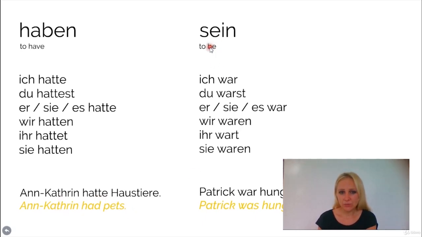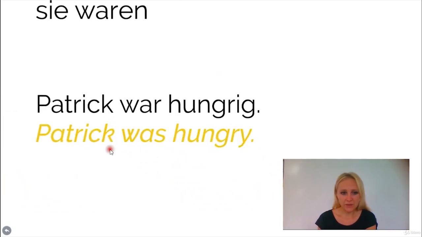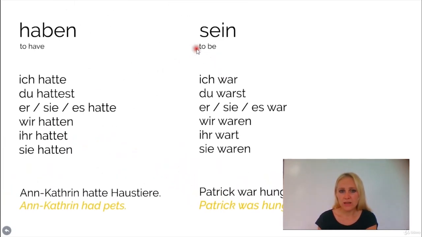And sein, to be. Here this verb is also irregular. So it's ich war, du warst, sie es war, wir waren, ihr wart, und sie waren. And here in the sentence, Patrick war hungrig means Patrick was hungry. Okay, so we use those two verbs also in spoken language quite often in their Präteritum form. So you can say, yesterday I had a headache. Gestern hatte ich Kopfschmerzen. We would use it rather in the Präteritum form with those two verbs.